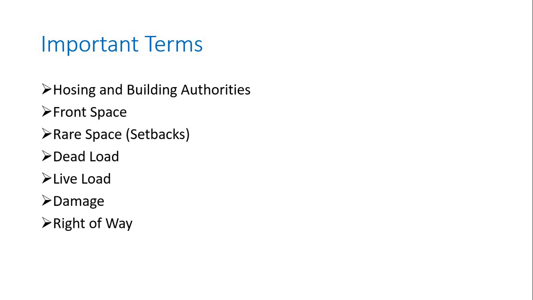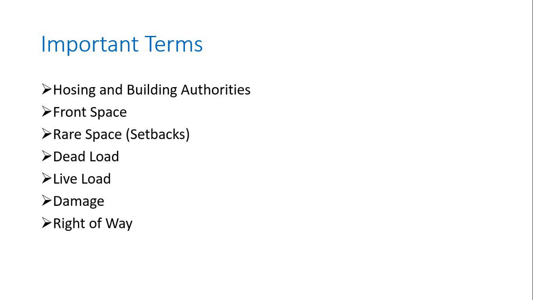in a 5 Marla plan, there is 5 feet. We should leave front space in our house whenever we design a plan. We should leave 5 feet in front of the house and 5 feet at the rear. So these are setbacks, and there may be many kinds of loads also.